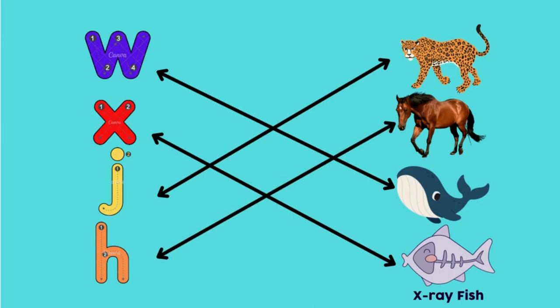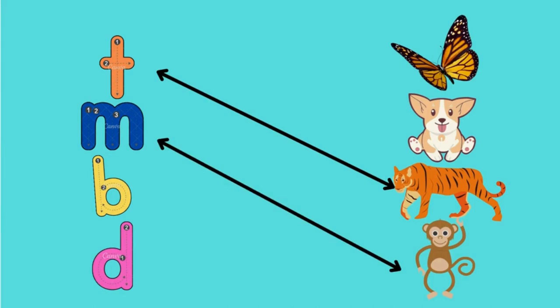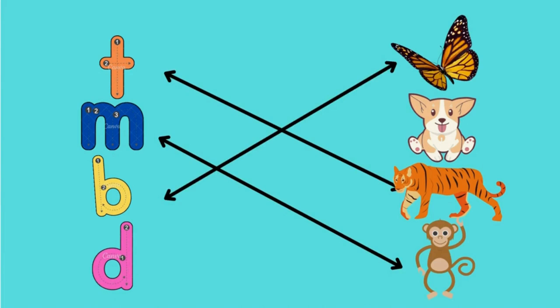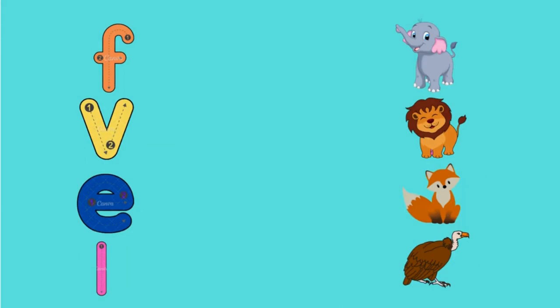T is for tiger. M is for monkey. B is for, yes, butterfly. And D is for dog. Great job. F is for fox.